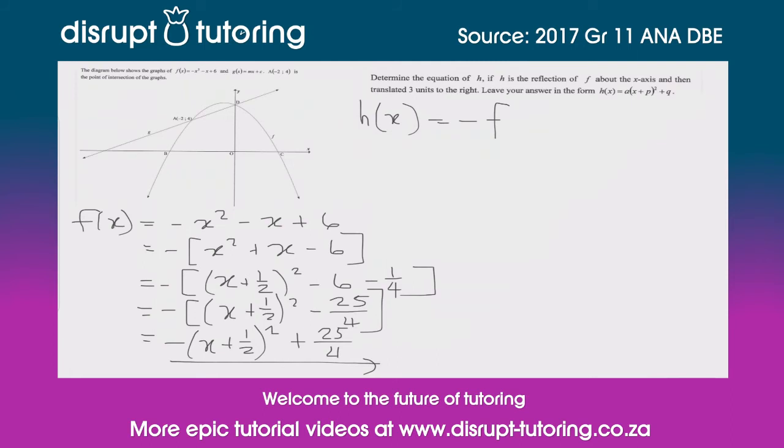Then we also know that we've translated f 3 units to the right. And that's always counterintuitively where we use a negative. So it's going to be x minus 3. Perfect. Nicely done. Right, so now all we need to do is plug that into f of x, and that will give us the answer. So what we're going to get is negative, and then we're going to put in our f of x in the form of its completed square, which is going to be negative, and then we've got (x minus 3), where our x is, plus 1 over 2 squared, and then we're going to have plus 25 over 4, and that is the full translation.